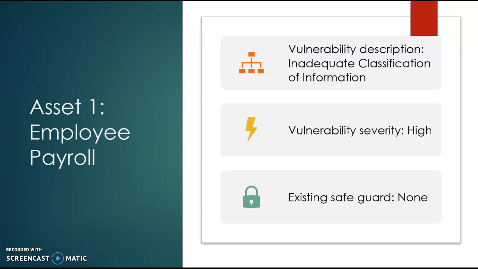So let's get back to asset number 1. The vulnerability description for this asset is inadequate classification of information, and its severity is really high. So there are no existing safeguards for this asset for now.